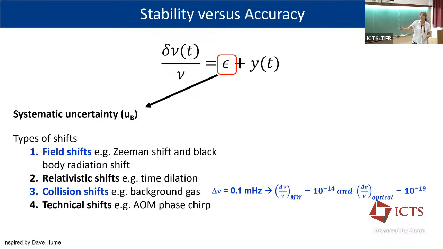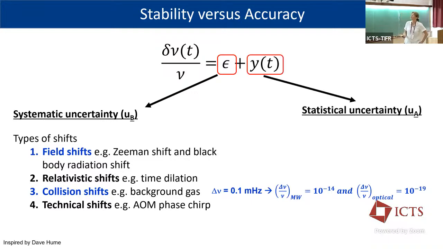But in fact, the technical shifts and also the relativistic shifts are giving us the same headache. And optical clocks are at the moment limited by time dilation, by the motion of the atoms, because this scales relative also with the frequency. The phase shift is very critical.